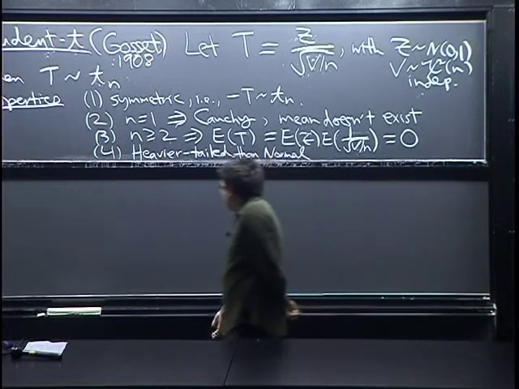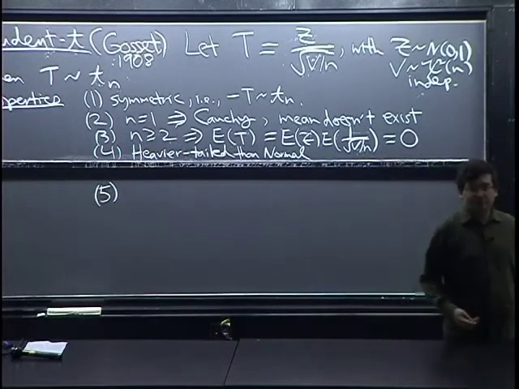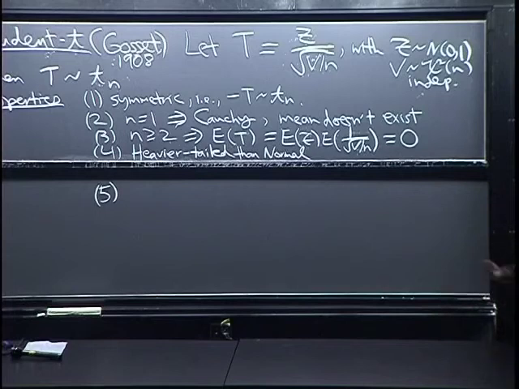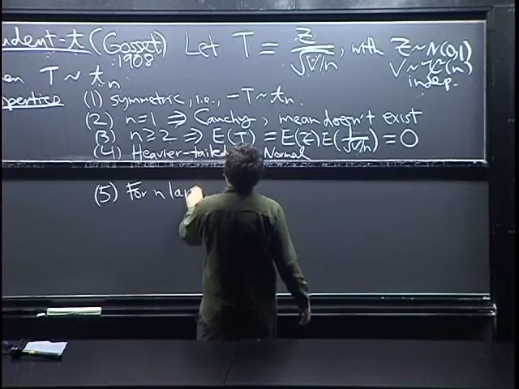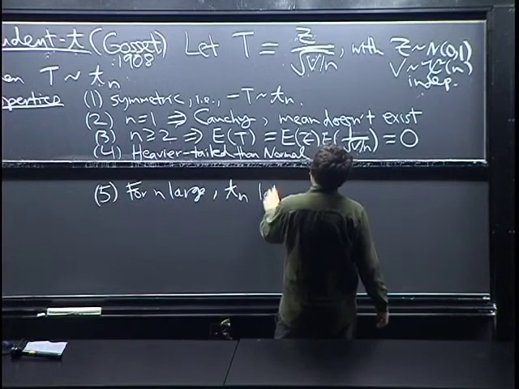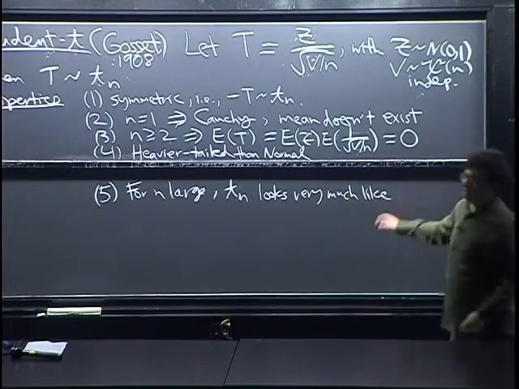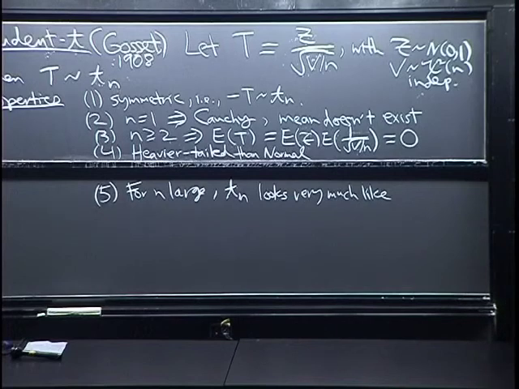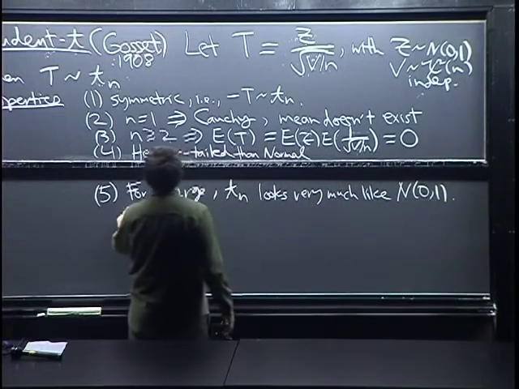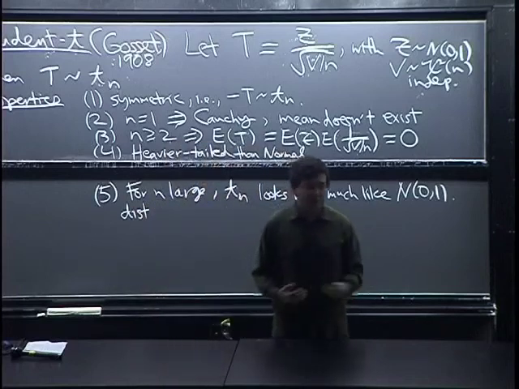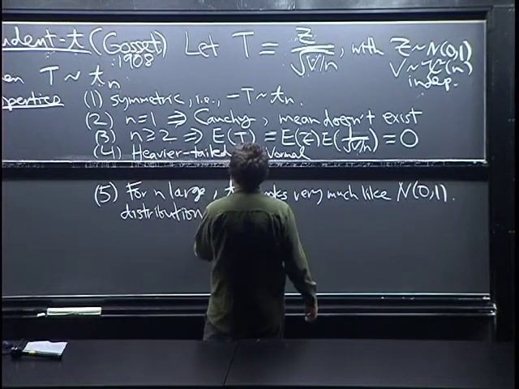On the other hand, to relate it more to the normal, if n is large, like 30 or 40 or 50 or larger, then it really just looks like a normal. So for n large, Tn looks very much like a standard normal. When I say looks very much like, I'm using that intuitively, but if you want a mathematical statement of it, let's just take the limit. A math statement would be that the distribution, either the CDF or the PDF, will converge to the distribution of the standard normal if you let n go to infinity.